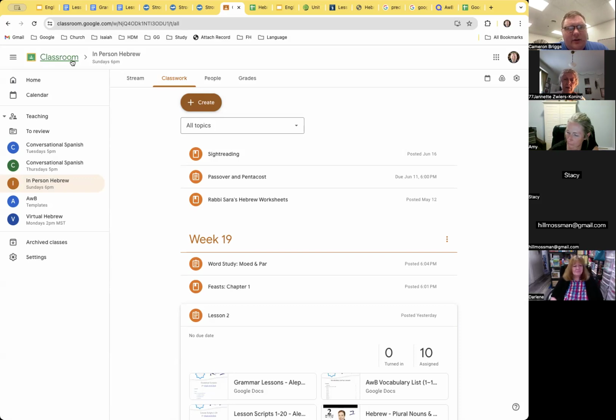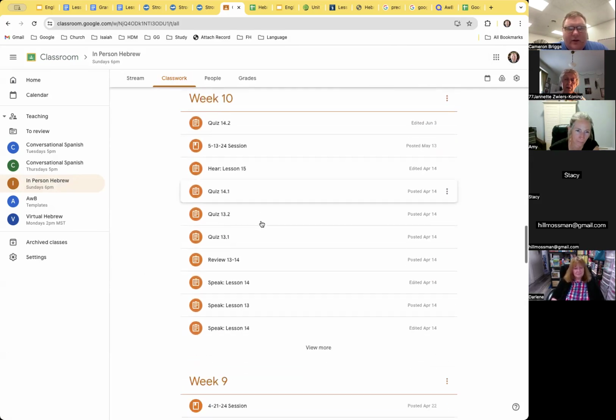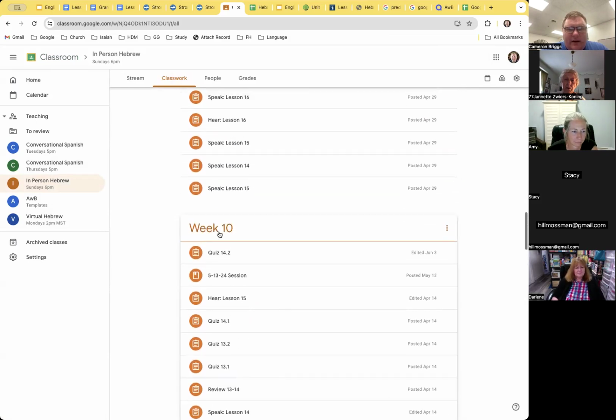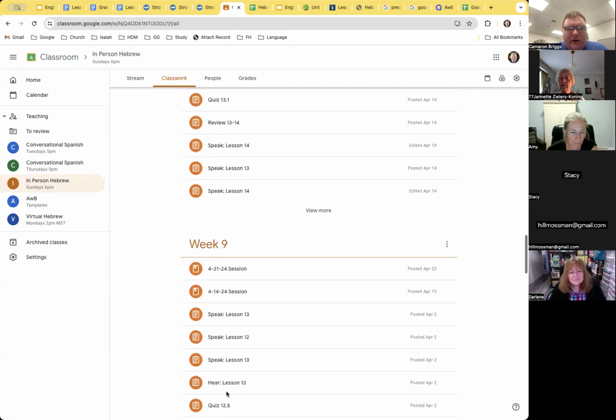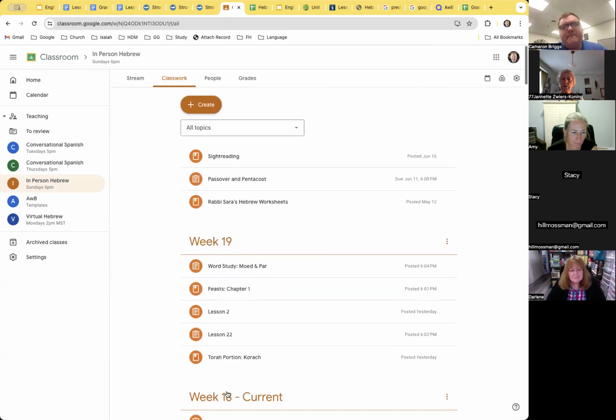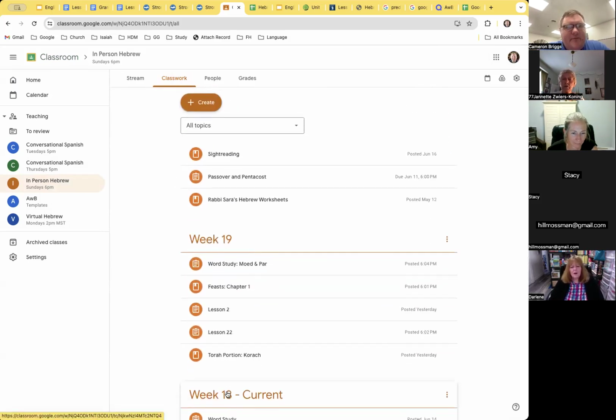If you download the Google Classroom app and sign in with your Gmail account, then you'll see all of these different things, and you can look up any of the given weeks in the past and go and watch previous sessions. I post all of the video links on there and things like that. Thank you. Yeah, for sure.